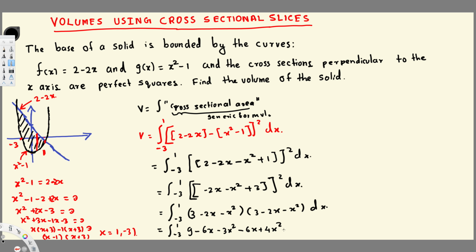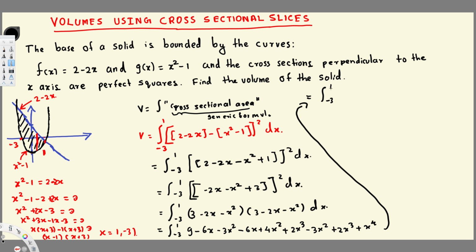is going to be positive 2x cubed, and then negative x square times 3 is going to be negative 3x square, and then negative x square times negative 2x is going to be plus 2x cubed, and then negative x square times negative x square is going to give us x power 4. So this is the value we get. So let's add everything similar and see what we get, right? So let's continue this one right here.